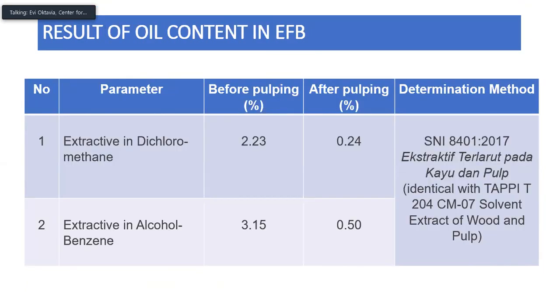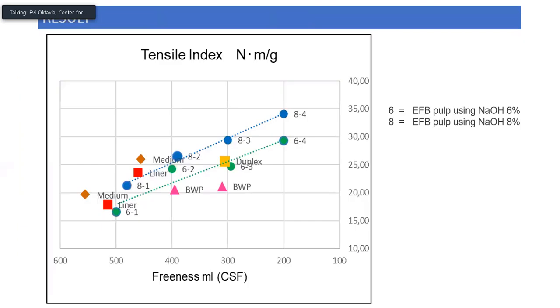We think this is important to say about the result of the oil content in EFB, because some paper manufacturers think EFB is not good enough to make into pulp. But using this technology, after pulping, as we can see, the extractive in dichloromethane and extractive in alcohol, that represent oil content, is very low after pulping. And this will be a good potential to make paperboard.